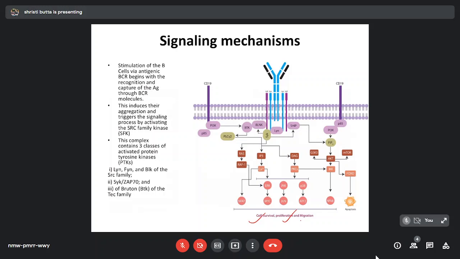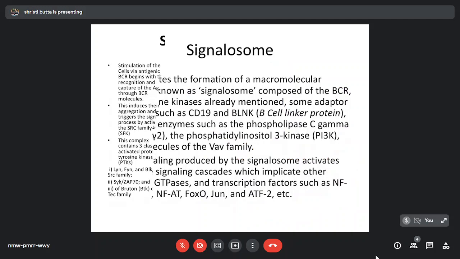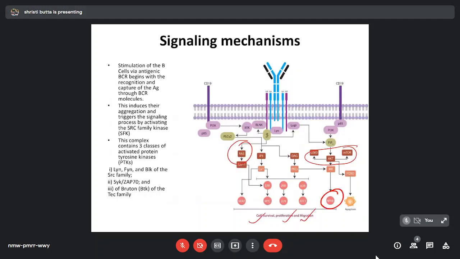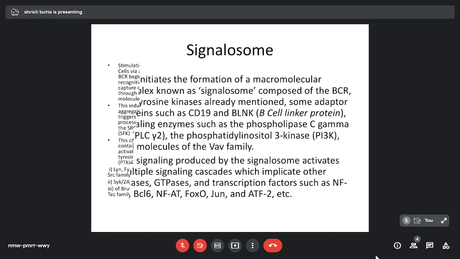So it must be noted that this tyrosine kinase pathway, that is the RAS and the PI3K-AKT-mTOR pathway involving NF-kappa B, is also particularly very important for the synthesis of the B cells. Now, this is what is called the signalosome. The complex that we are trying to depict here is nothing but a signalosome. This initiates the formation of a macromolecular complex, called the signalosome, composed of the B cell receptor, the tyrosine kinases, and we also have the CD19 and the BLNK, that is the B cell linker protein.